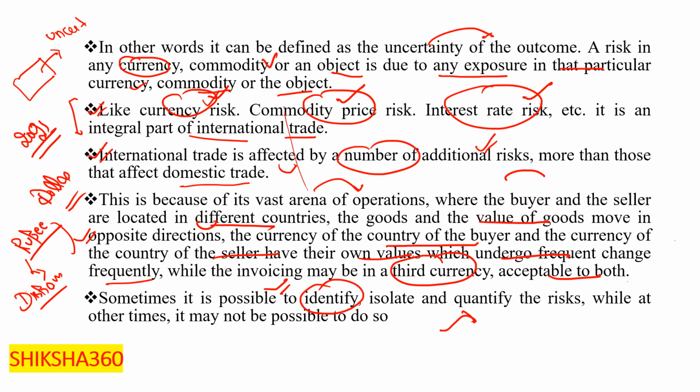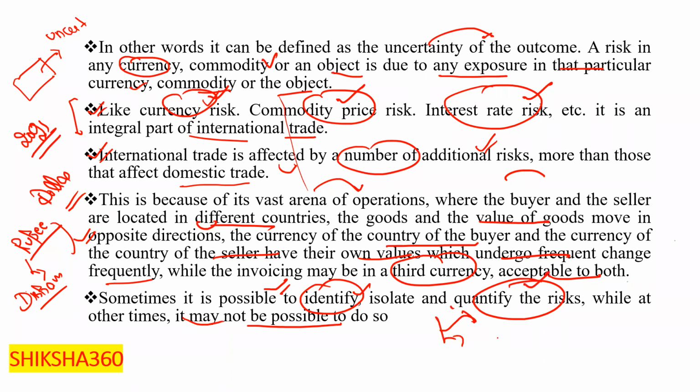Sometimes it is possible to identify, isolate, and quantify the risk, while at other times it may not be possible to do so. Why? How can we identify, isolate, and quantify the risk?